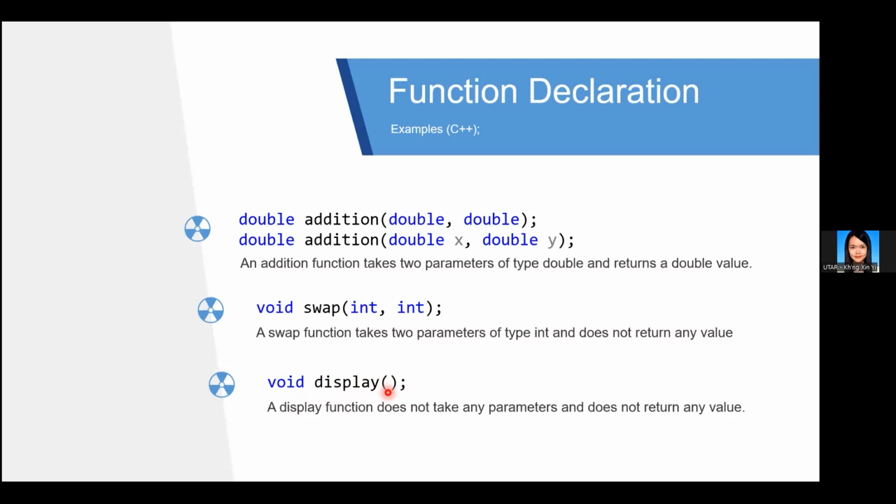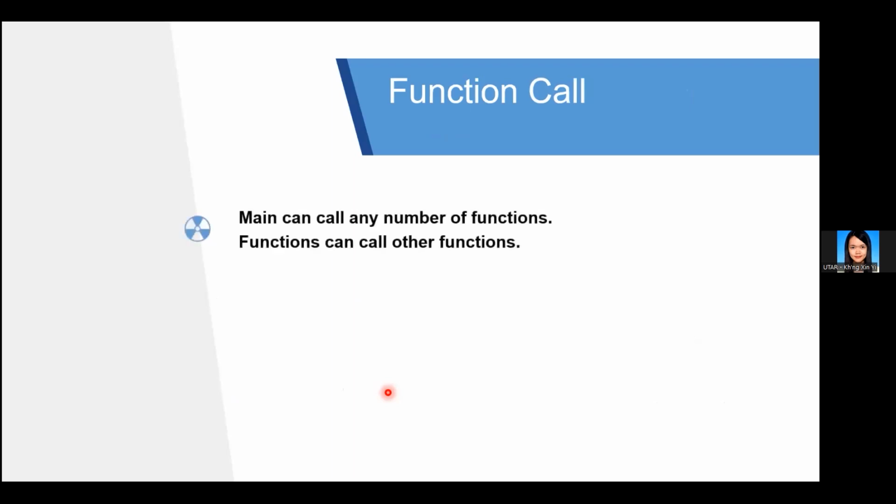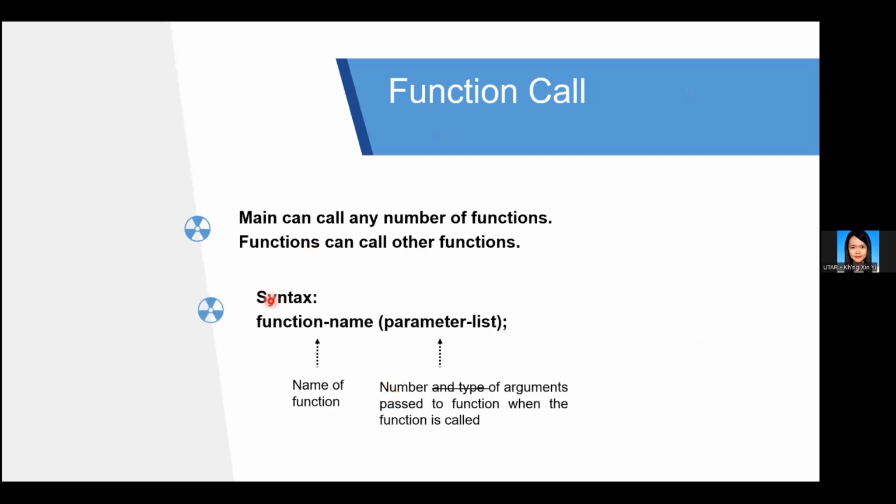Okay, then after that, we move on to the second part, function call. We know how to declare the function. We just need to include the return type, the function name, and also the parameter list. And now we move on to discuss how to call the function. This is the general syntax used to call the function. Before I proceed to explain this part, we try to look at the first point first.